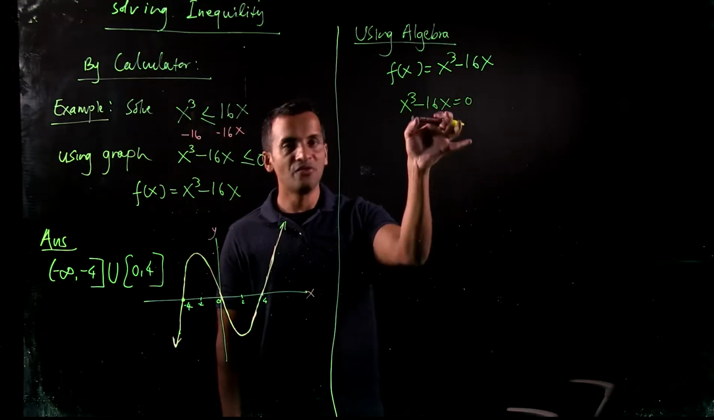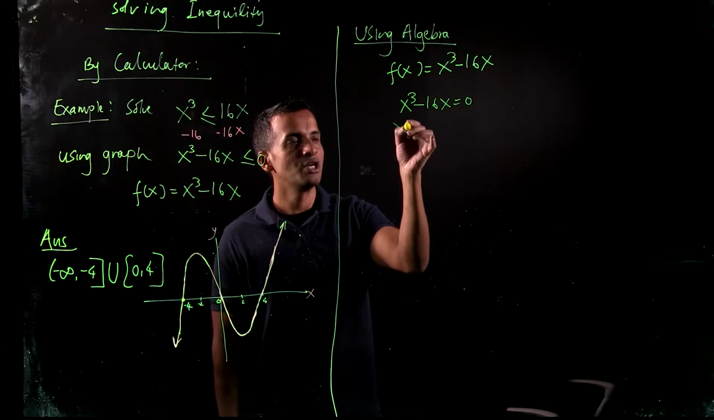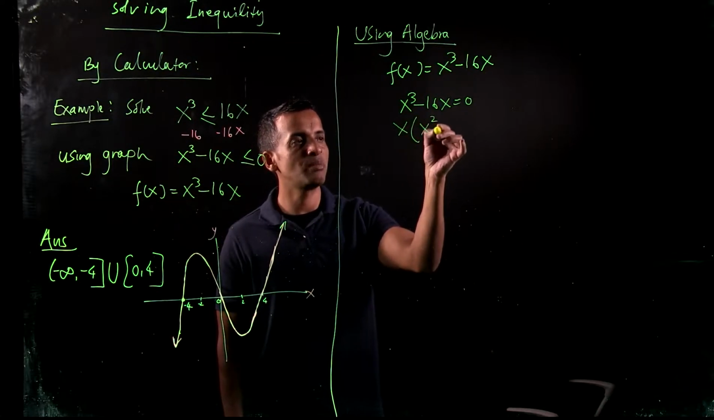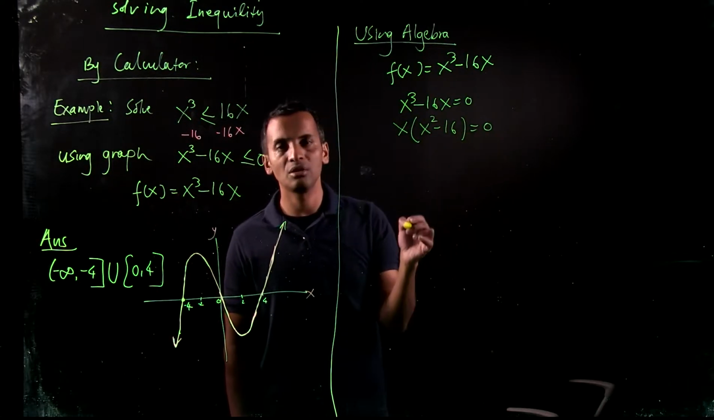How do I solve this? You factor out. If there is a common factor, factor it out. You factor out x, what do you get? x squared minus 16 equals 0.